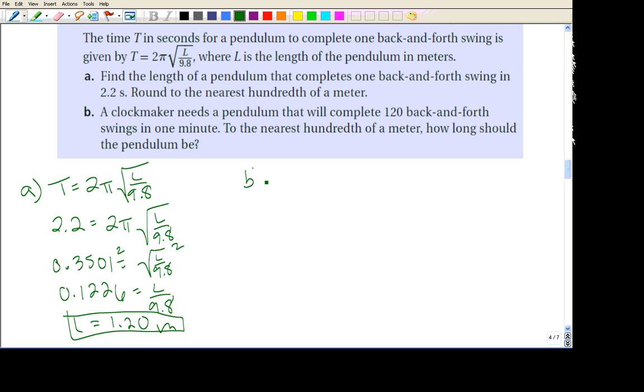Now we have part B. A clockmaker needs a pendulum that will complete 120 back and forth swings in 1 minute. To the nearest hundredth of a meter, how long should the pendulum be? If we go back and forth 120 times in 1 minute, that means for one swing, it takes half of a second. So 0.5 seconds. Now we're still solving for length again.